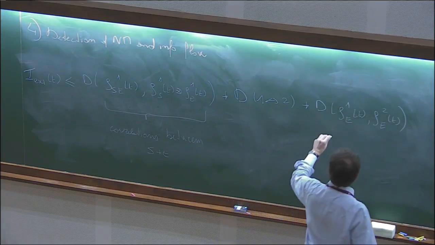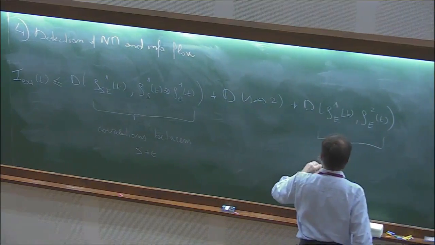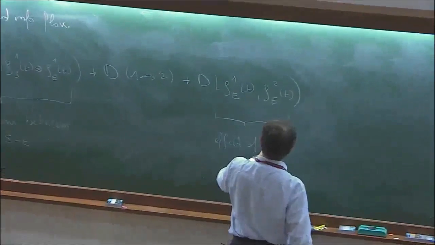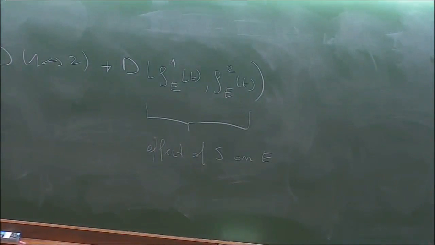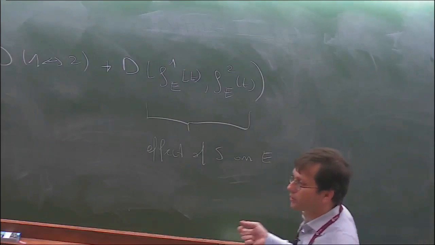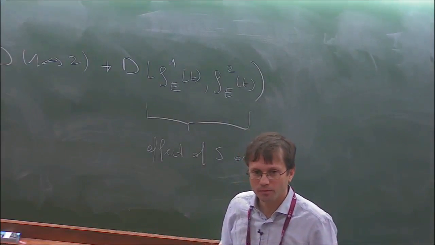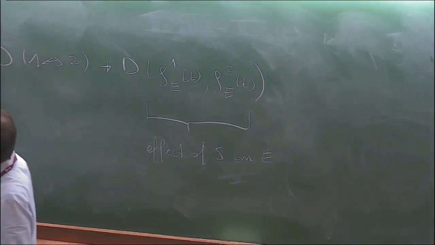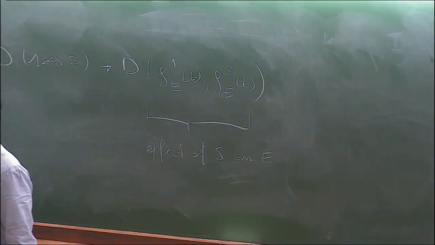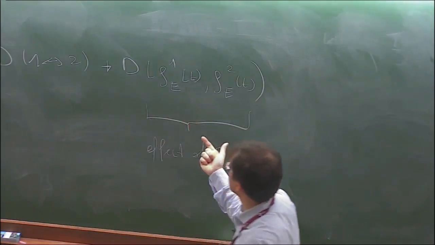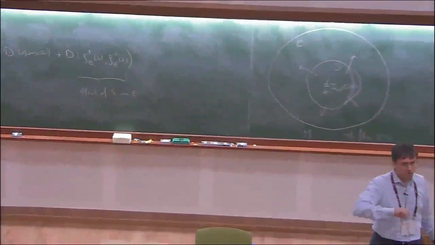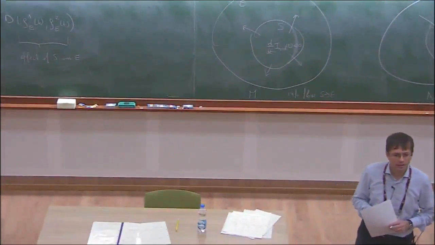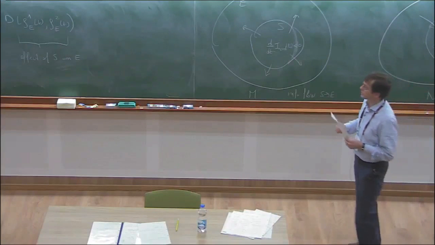So these are correlations. This is the effect of S on E. So the idea is that somehow one has a kind of understanding of where this non-Markovianity comes from. It comes from the fact that during the dynamics, correlation has been established between system and environment, or the system has affected the environment, which is typically not the case if you think of a Markovian situation in which the environment is so big that it's actually not affected by the system.